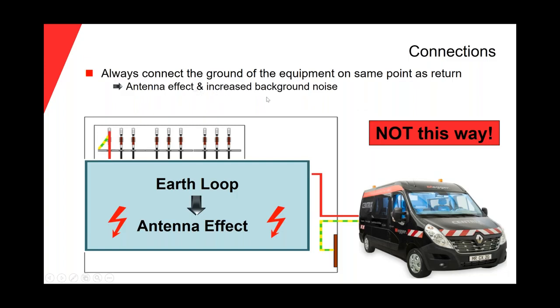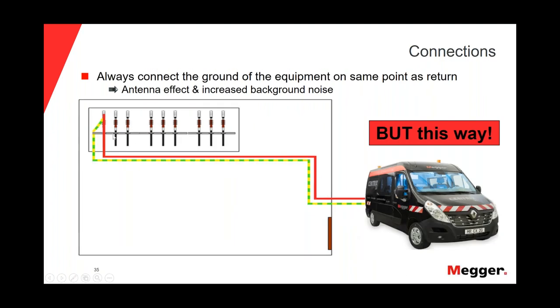We need to always be sure that we connect the ground of the equipment at the same point as the return. If you see in this drawing, we have the high voltage lead connected to the cable under test, but the grounding is connected in this bus bar. What we need to do when we are doing a partial discharge test is that the grounding must be connected at the same point where we connected the high voltage test lead, the return of the high voltage lead. This is very important to avoid the antenna effect during the measurement. So always try to connect the grounding of your PD equipment at the point where you are connecting the return of your high voltage cable.